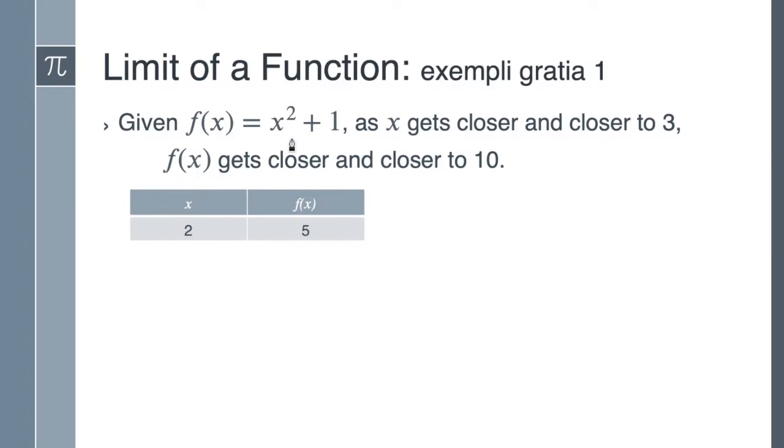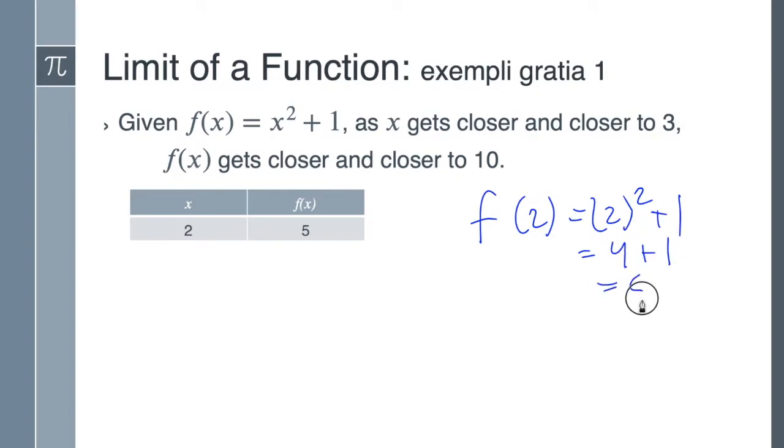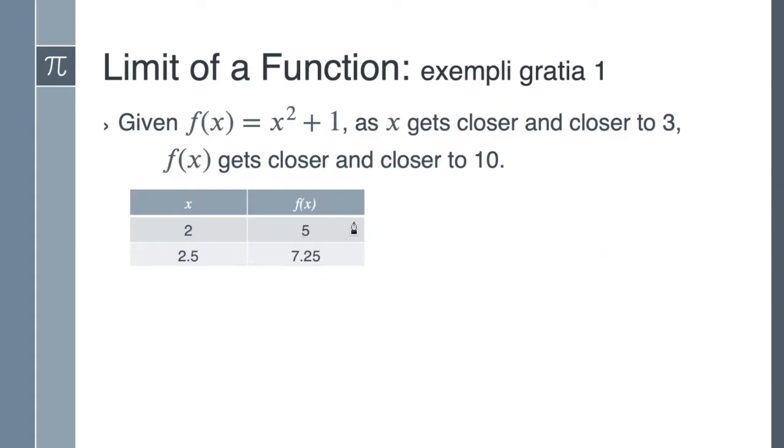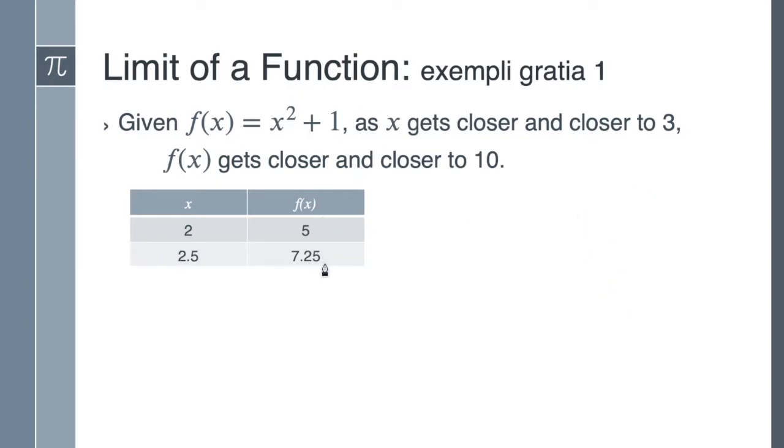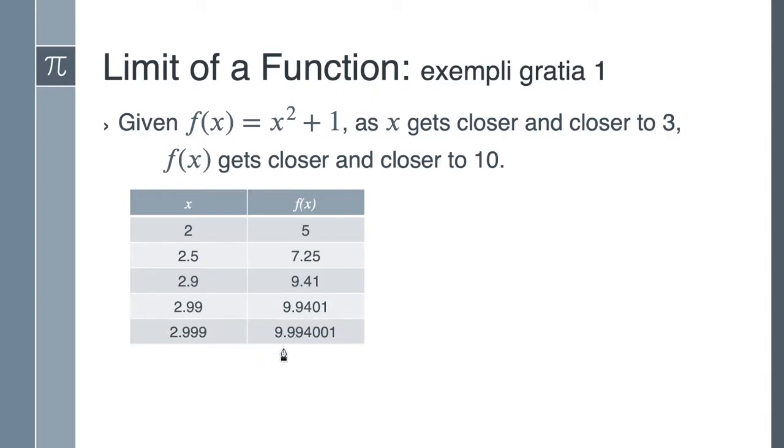If x is 2, what is f of 2? f of 2 is equal to 2 squared plus 1, which gives us 4 plus 1, that's 5. Next, how about if it is 2.5? The same process is done here, you just need to substitute. That becomes 7.25. If it is 2.9, that's 9.41. Same process. If it is 2.99, that's 9.401, and so on. As you can see, it gets closer and closer to the value 10.